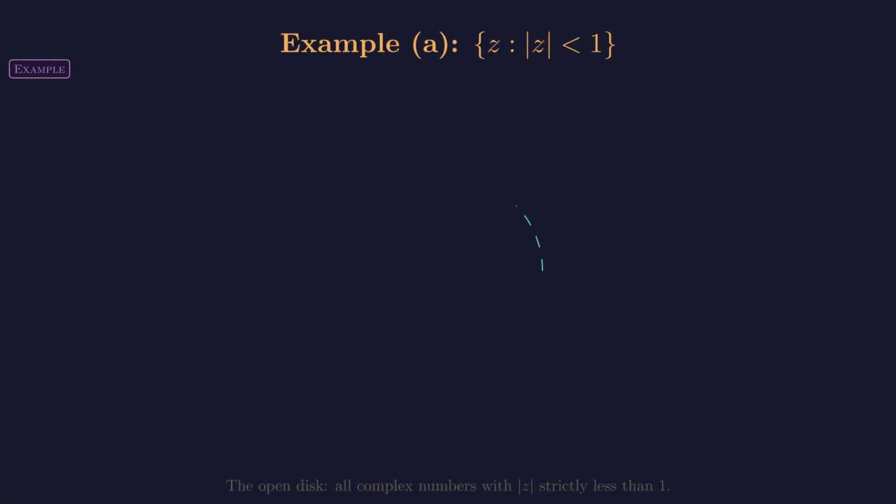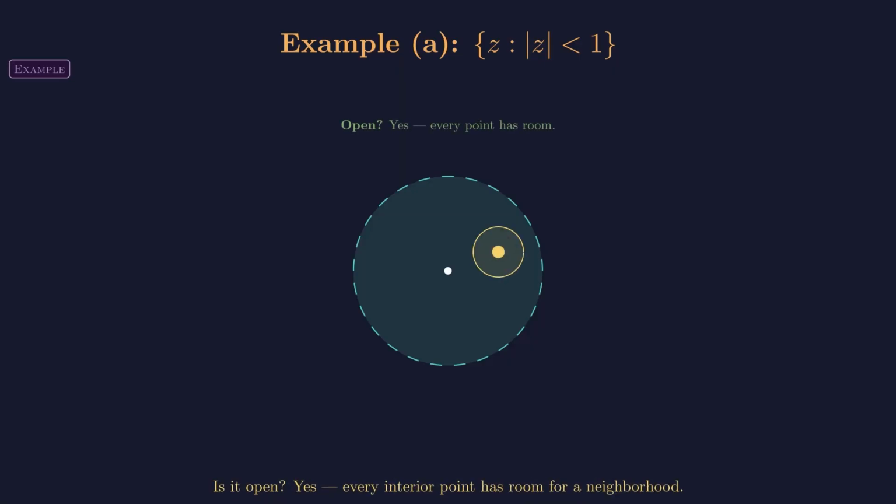Our first example, the open disk, all complex z with absolute value strictly less than 1. Is it open? Yes. Every interior point has room for a neighborhood inside. Closed? No. The boundary point z equals 1 is a limit point not in the set. Bounded? Yes. Perfect? No, since it's not closed.